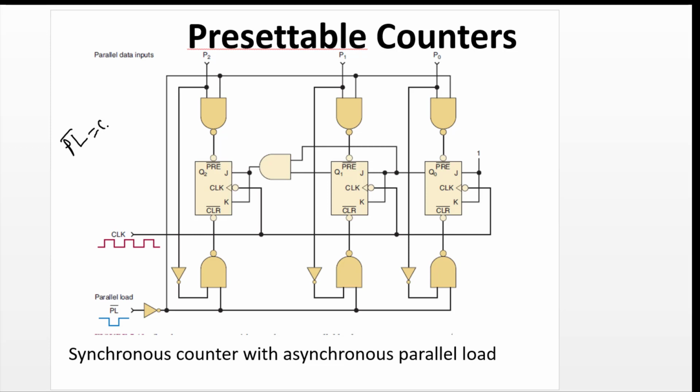If PL bar is 0, what happens? We'll see. If PL bar is 0, the 0 becomes 1 here. This 1 is connected here, here and here, and similarly here, here and here. So when PL bar is connected, your NAND gates will get 1 as input. That means your NAND gate has to wait for the second input. Your NAND gate input value depends upon your P2, P1 and P0. So whatever value you give will decide what is the preset input and what is the clear input for the 3 flip-flops.